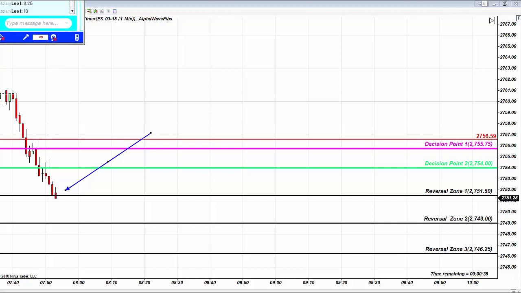1 point on S&P, $50. 3 points on S&P, $150. $150 on 10 lots, $1,500. What your lot size and your account size are makes a world of difference. Only you know your financial circumstances. Only you can identify what lot size is appropriate to your account.